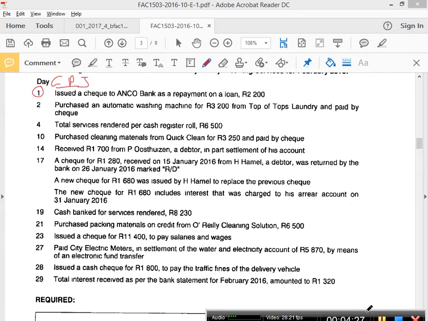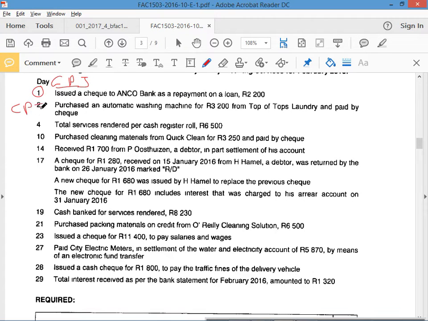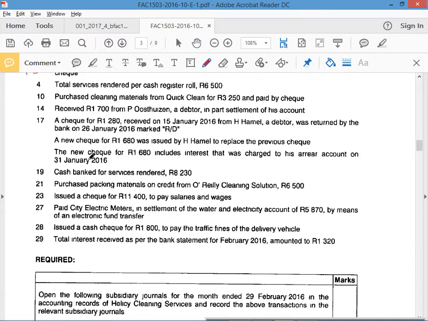Alright, so you guys have had some time now to go through each of those transactions to identify what journal you think those transactions are going to have to be recorded in. Right, so now I'm going to do the question and then check if you're right. Okay, so when we look at number 2, obviously it's a purchase and you're buying an automatic washing machine from Tops Laundry and you paid by check. Again, CPJ. Right, so we're going to look at all of them. As I go through them, we're going to record as well.